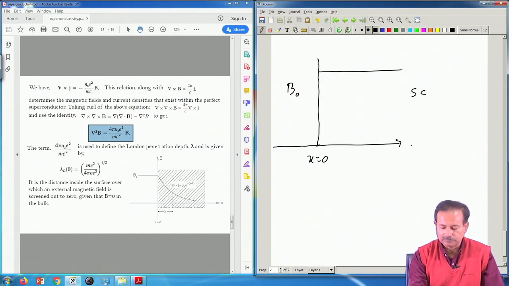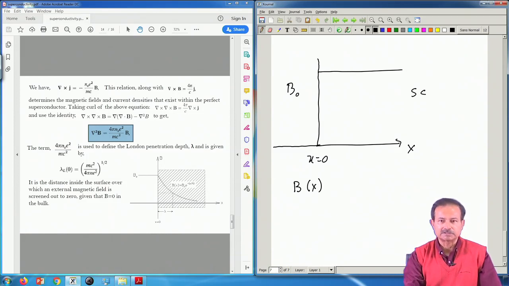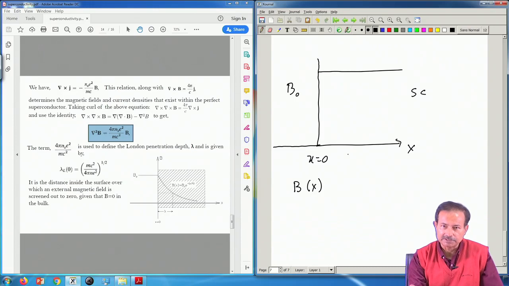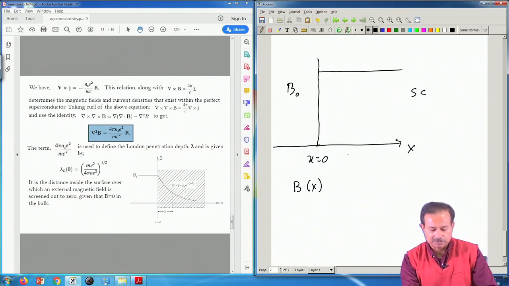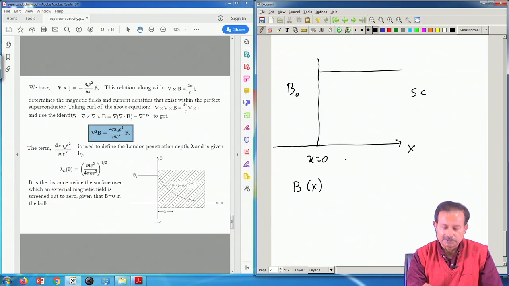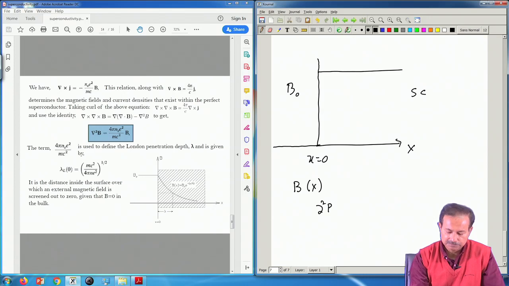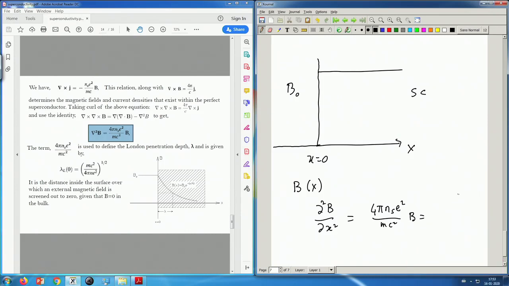Then what one would like to see is how B behaves with x, and beyond x equal to 0, of course, it enters the superconductor. One can write down this equation along only the B direction. So, that is del 2 B del x 2 equal to 4 pi n_s e^2 by m c square into B, which is conventionally defined as 1 by lambda square B. Why is it defined as this?